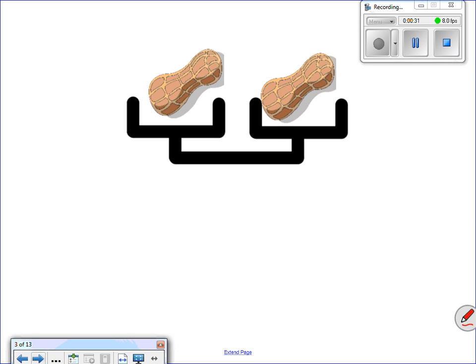So here's an example. Got some peanuts here. I have one peanut on one side of the pan balance. I have one peanut on the other side. It is balanced. I have one peanut and one peanut.